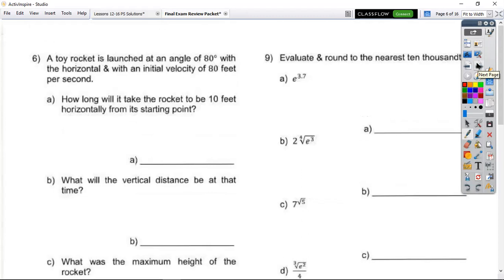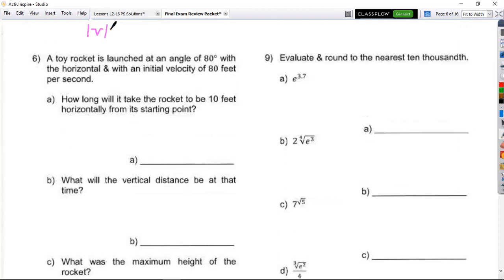So this is talking about a toy rocket that is launched at an angle of 80 degrees, and it talks about velocity. So with your velocity, if you guys look at your formula sheets, and if you look at the third box down, it's gonna give you, I'm gonna just rewrite this a little bit because I like to do it like this. Cos theta times t.